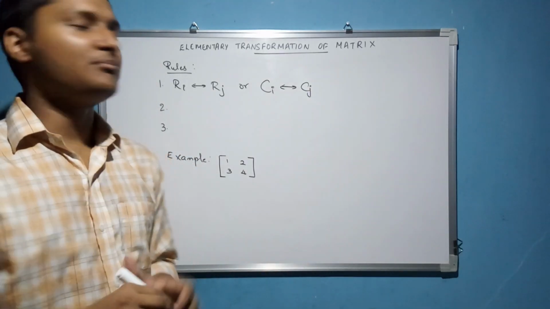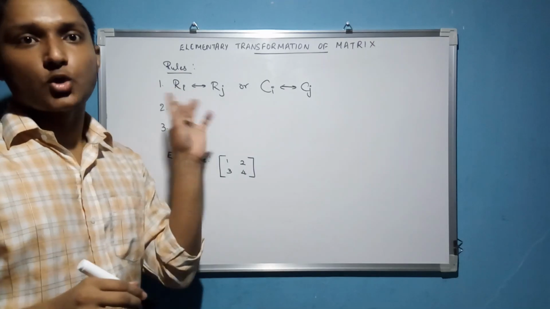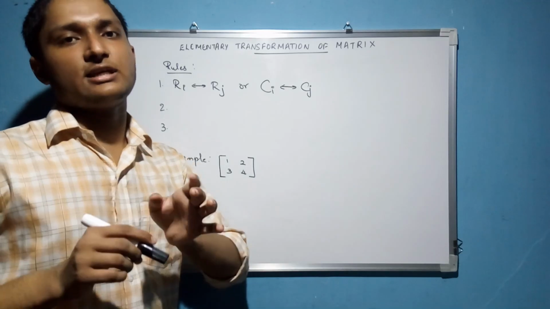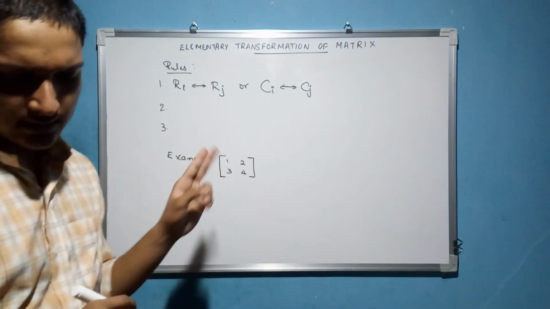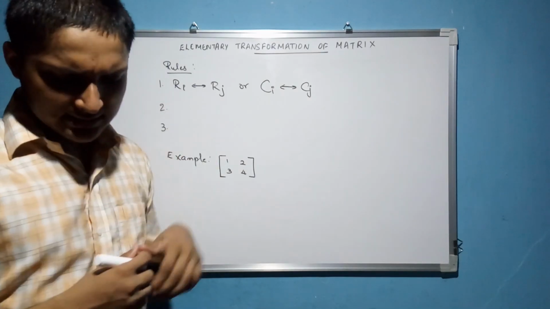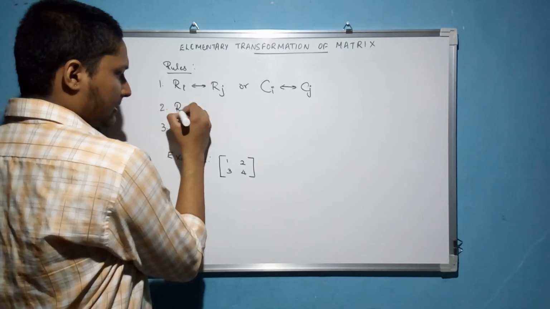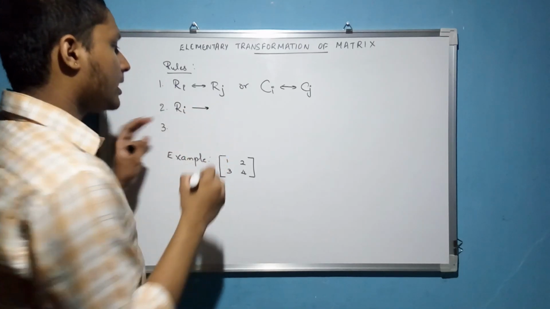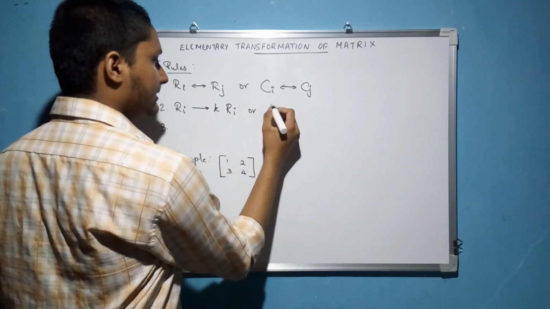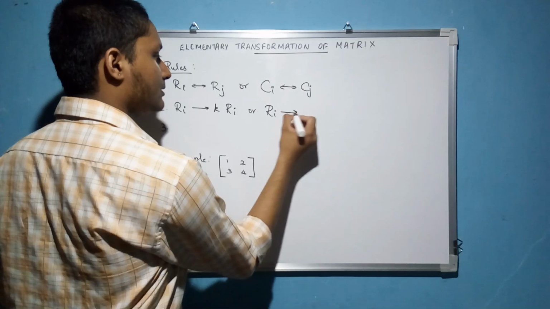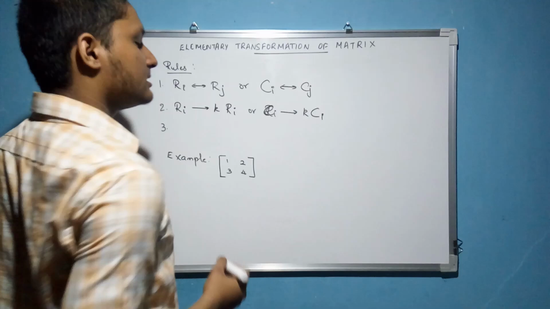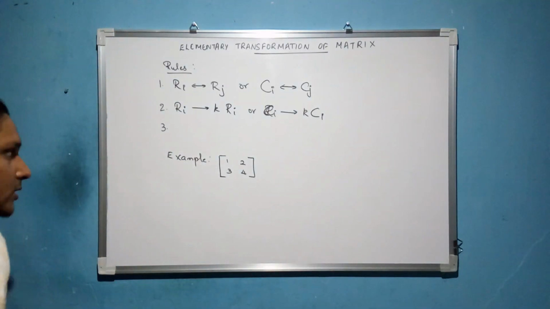So I can mark it as R1, that is row 1, and row 2 I am going to interchange, or I can write column 1 is going to interchange with column 2. That is the first one. The next one is you are going to multiply with some other. So if I consider Ri in general, you are going to transform it into K times Ri, or Ci is going to change to K times Ci. That is what you are going to find out here.